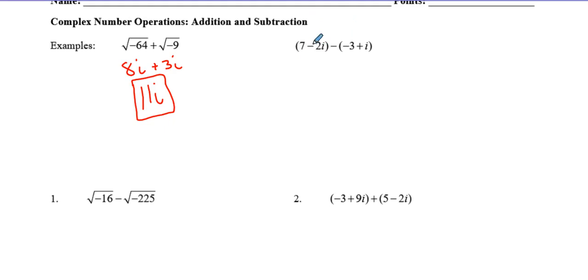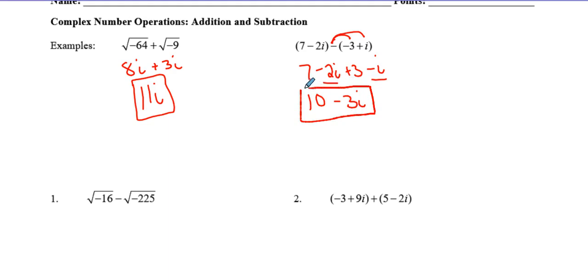So then we can look at addition and subtraction of complex numbers. This is an expression: (7 minus 2i) minus (negative 3 plus i). Remember that when it's subtraction, the parentheses are important because you're going to distribute that. So I'm looking at 7 minus 2i plus 3 minus i. Now, again, we're going to combine like terms. 7 plus 3 gives me 10, and negative 2i minus i gives me negative 3i. So I can simplify that to 10 minus 3i.